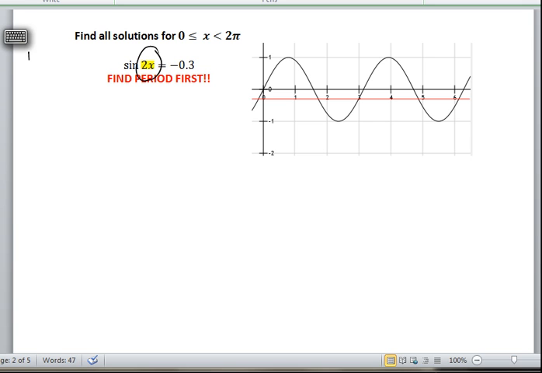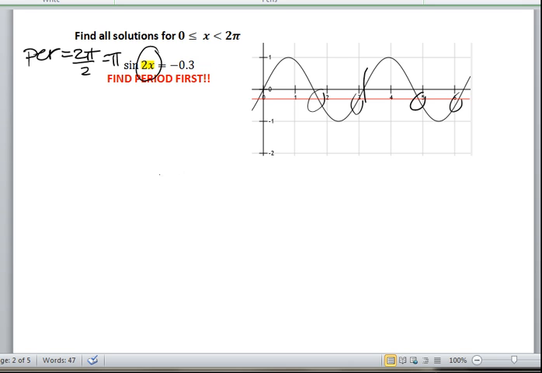And remember that period is equal to 2 pi over b. And so here b is 2, so the period is pi. So it's going twice as fast because my period is half what it typically is. So I have 2 cycles of my sine wave here. And if you notice where this equation is equal to negative 0.3, I have 1, 2, 3, 4 solutions between 0 and 2 pi. And so that's what I'm going to need to find.